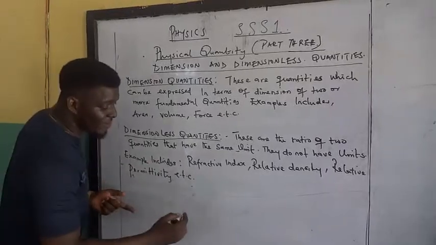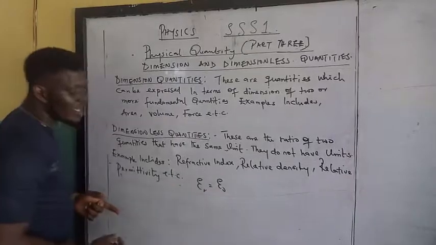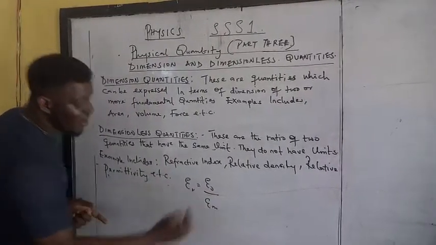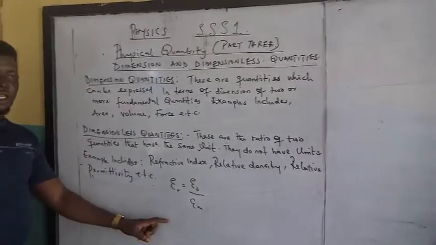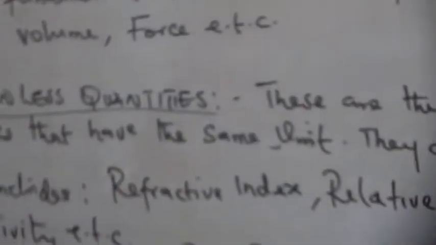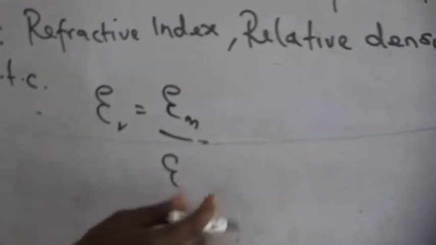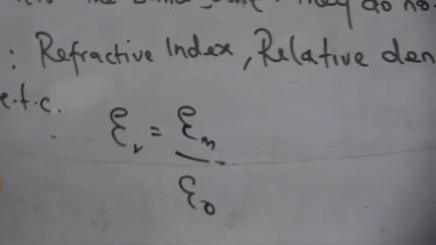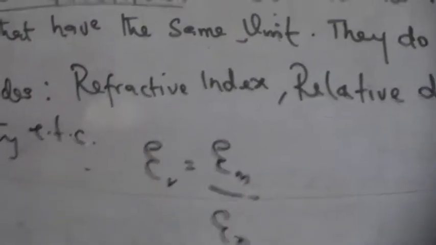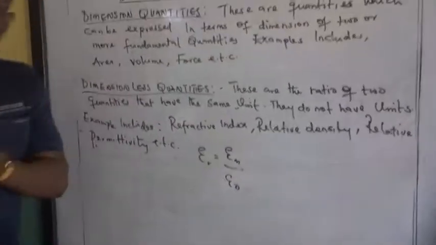Now let us take relative permittivity. Relative permittivity is the permittivity of a medium over the permittivity of free space. Now, from this, let me explain a little. Let me take you back to a particular topic that you might not understand, but I want you to follow me.